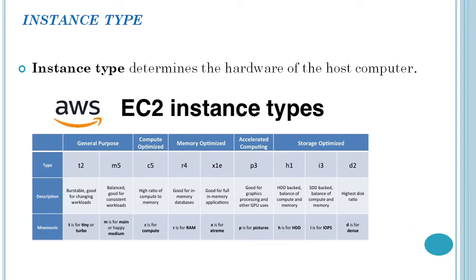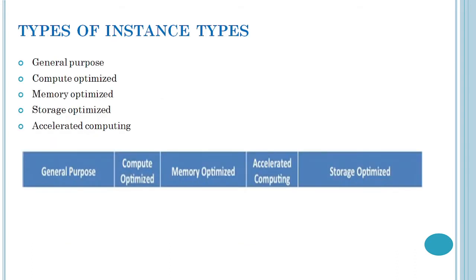Instance types are grouped into families based on the ratio of these values to each other. There are dozens of instance types available, varying in the following dimensions: virtual CPUs, memory, storage, and network performance. Now, types of instance types. First is general purpose, then compute optimized, memory optimized, storage optimized, and accelerated computing.